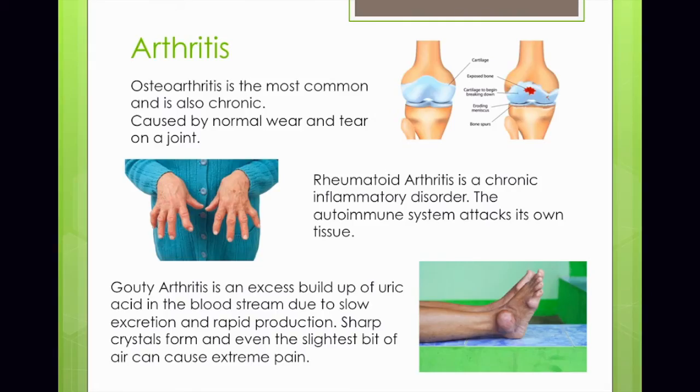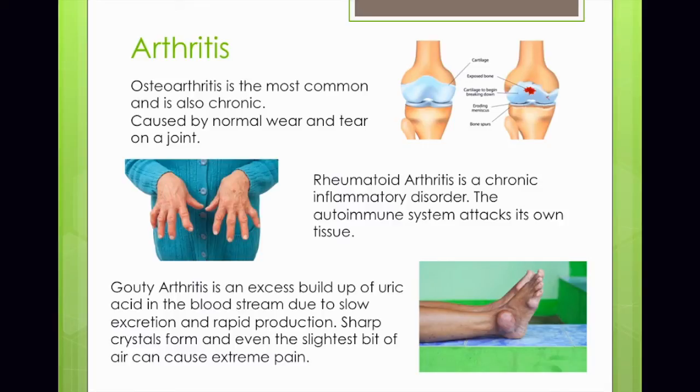Then we have arthritis, which is the inflammation or degeneration that damages the joints. Osteoarthritis is the most common and is also chronic. This is caused by normal wear and tear. Prolonged use of the joints in the same way gradually wears away the joints.